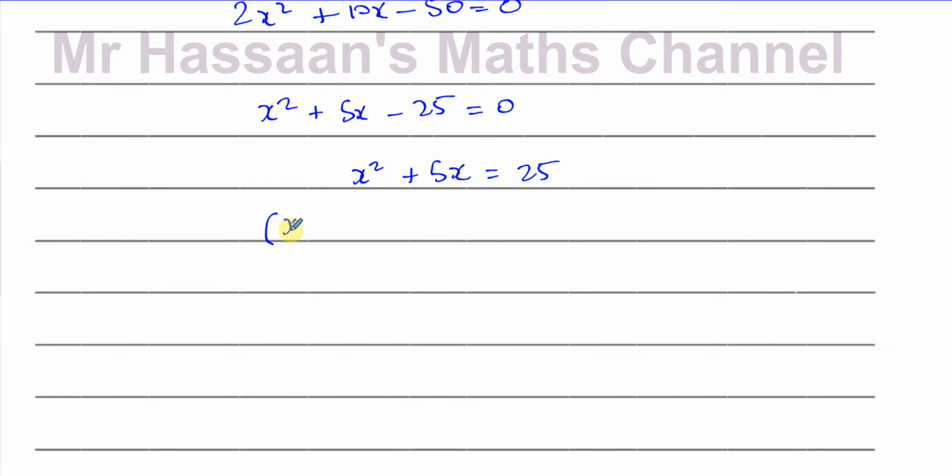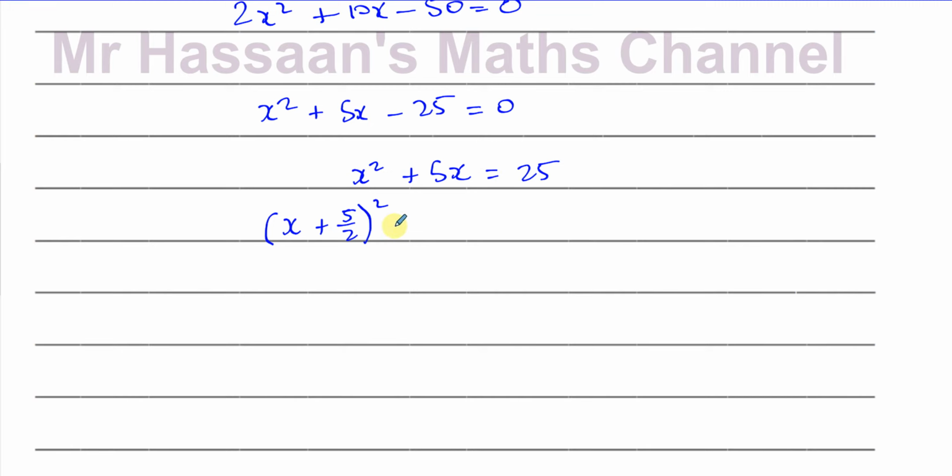So this is x plus, now you take half of the coefficient of 5, which is 5 over 2, squared, and then you take away the square of this number. The reason why we do that is because when we expand this bracket, we're going to have x squared plus 5 over 2 x plus another 5 over 2 x, which is 5x, and then we're going to have plus 25 over 4. Now we don't want that 25 over 4.